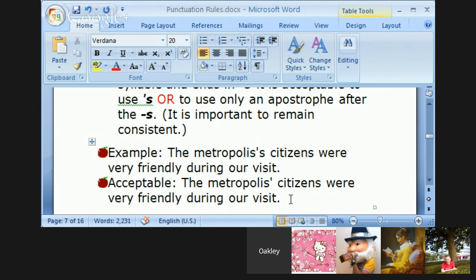Wait a minute. Get rid of citizens. All right, people. It's a little confusing because we've got another S to begin the word. All right, now like this, the metropolis's people. The metropolis's people. That's it.